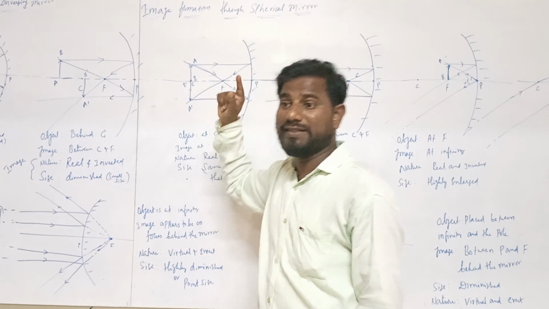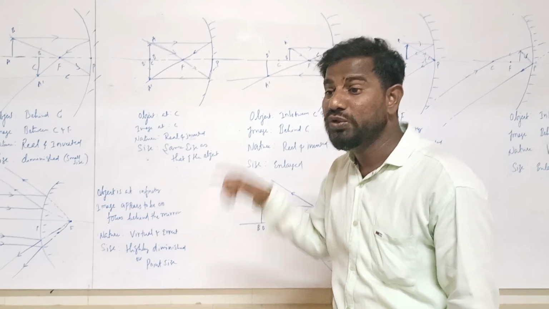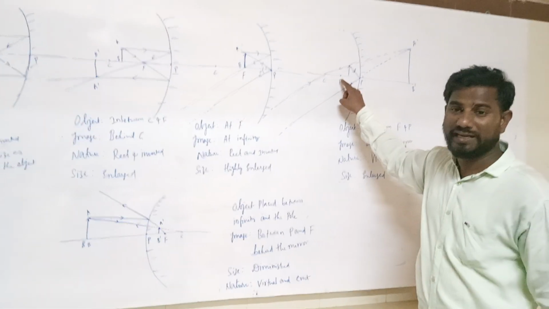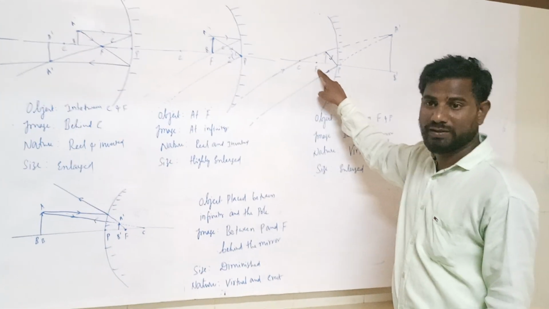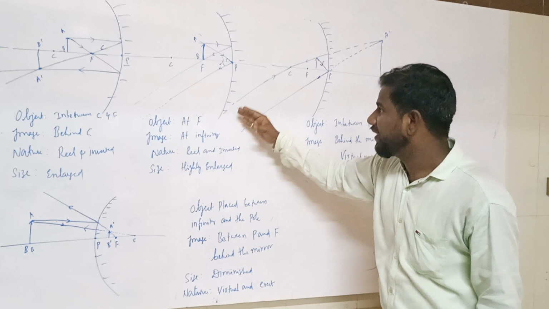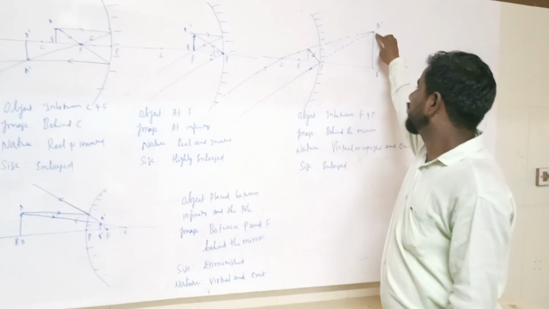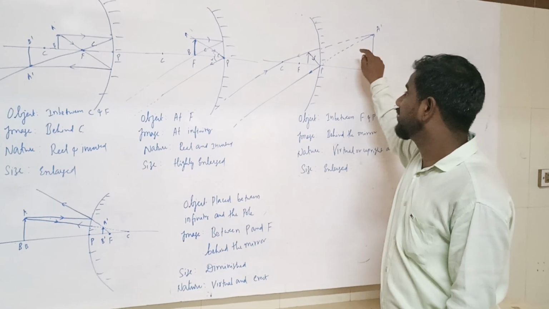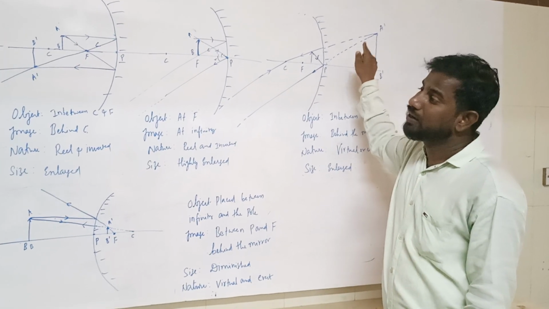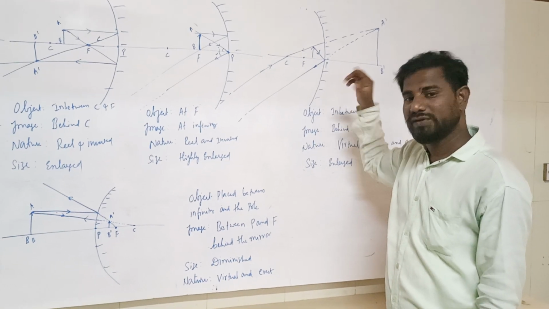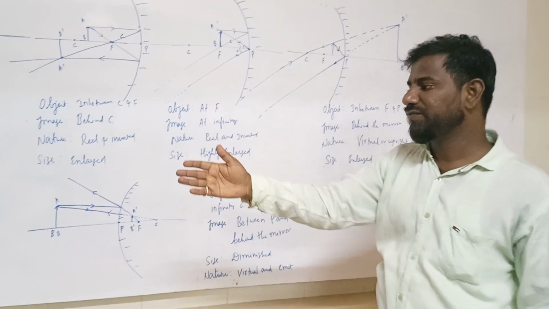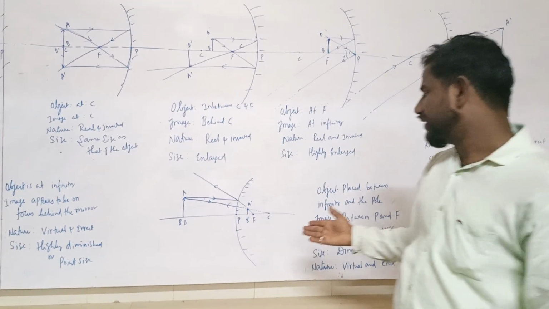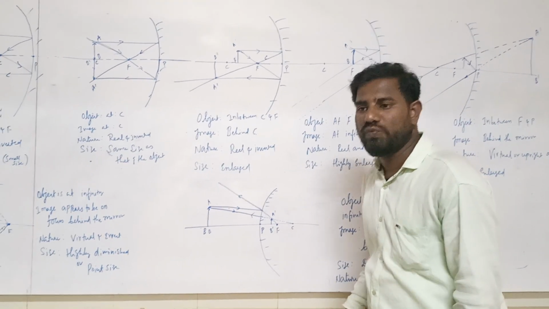And another thing, in a concave mirror, if you need a virtual image, we should keep the object in between F and P. These rays are not meeting, we will extend backwards. So the image is virtual, erect and enlarged. This is the only special case where we can get two types of images. In a convex mirror, the object at infinity gives the image at the focus, and if you keep it in between infinity and the pole, the image will be behind the mirror, which is virtual and erect.